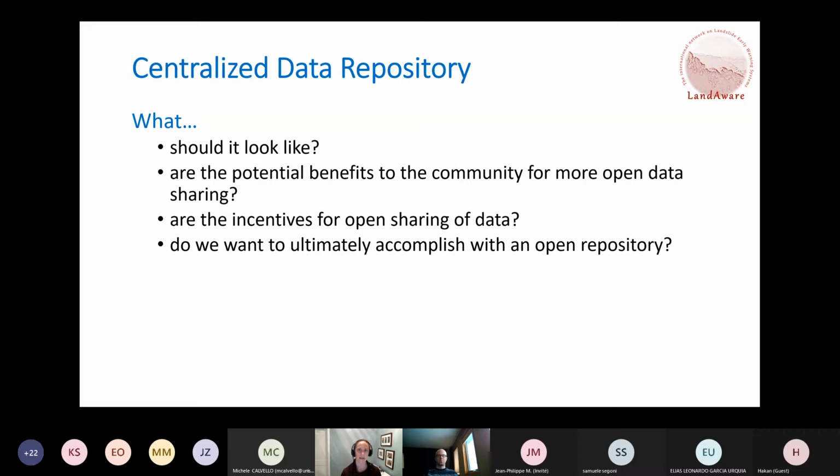But I think fundamentally, what should a repository look like? What are the benefits of this? What are the incentives for sharing open data, which is something that Ben and I very much hope is on the forefront of this topic, sharing open data where possible. But then ultimately, what do we want to accomplish? Should it just be a repository of metadata, or should it be an actual repository of information, or a mixture? I think all of those are open questions because we haven't prescribed an answer.